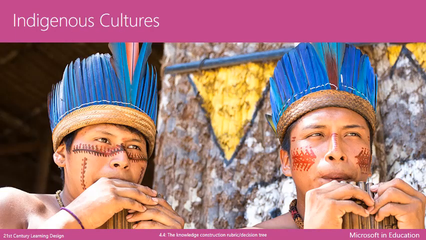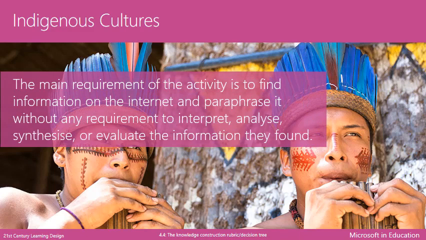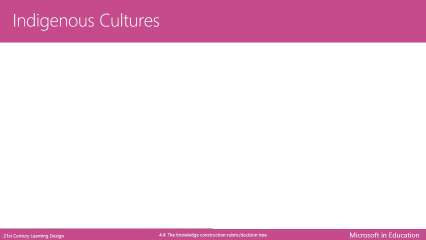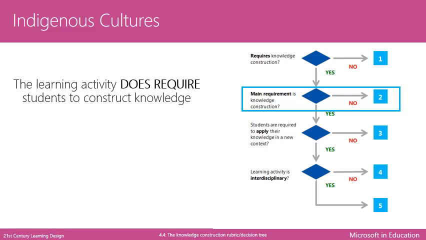This activity required some knowledge construction on day one when the students used their prior knowledge of the region to decide what to bring with them. However, the main requirement of the activity is to find information on the internet and paraphrase it without any requirement to interpret, analyse, synthesise or evaluate the information they found. The evidence points to a Code 2 for this learning activity. This means that the learning activity does require students to construct knowledge, but the activity's main requirement is not knowledge construction.